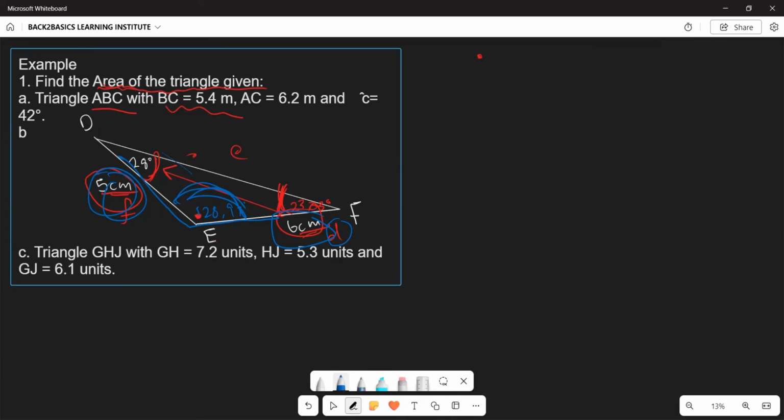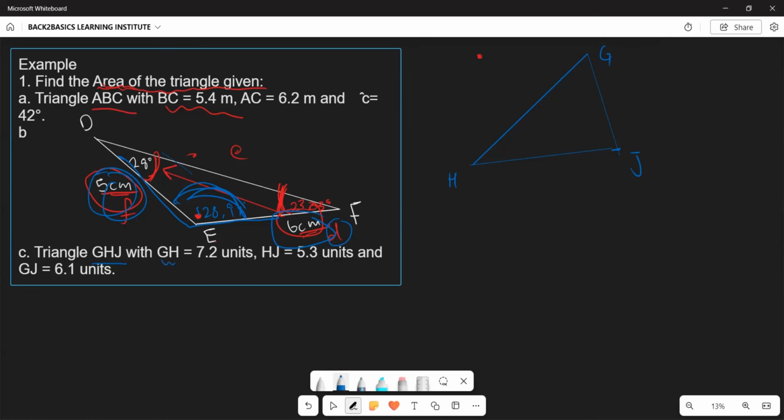Now, let's look at this one carefully. In number C, they say you are given triangle GHJ. Now let's try and construct that particular triangle, right? This is triangle GHJ. So this is going to be your G, this is going to be your H, and let's say this is your J. This is the triangle that you're given.